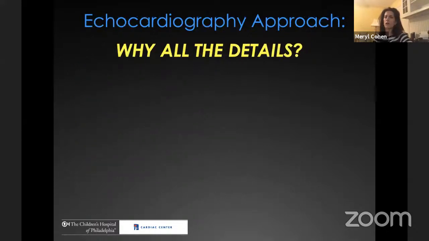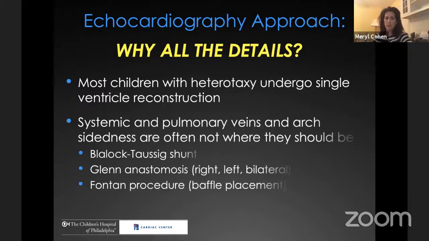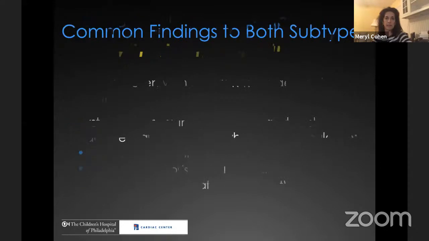And why do we need to know all these details? Well, it turns out that most children with heterotaxy undergo single ventricle reconstruction, not all, but most. And so there are frequently systemic and pulmonary vein abnormalities as well as arch-sidedness abnormalities. And so these vessels are not where they should be. And this can affect where you place an aortopulmonary shunt. It can affect whether you have to do a right bidirectional Glenn or a left bidirectional Glenn or bilateral bidirectional Glenns if you have bilateral superior vena cava, as well as the Fontan procedure and where the baffle placement will be.